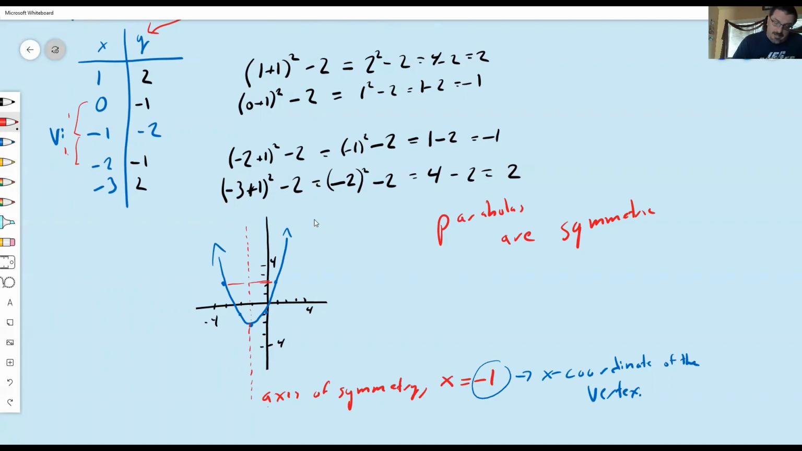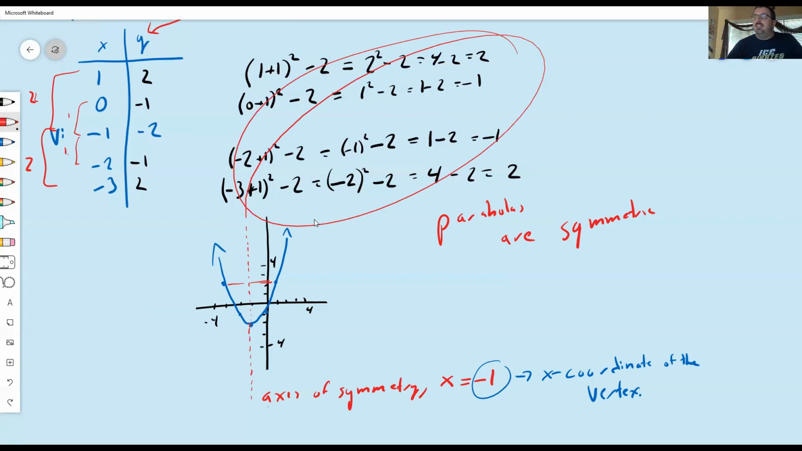And here, again, if you come from minus 1 to 1, distance of 2, and minus 1 to 3, distance of 2. So the horizontal distance to the left and right is the same. The y value has to have the same height. And so what we can do is use that. Instead of doing all these calculations, we can only do half the calculations and copy it down, as long as we make sure our distance from the vertex on the left and right side is the same.